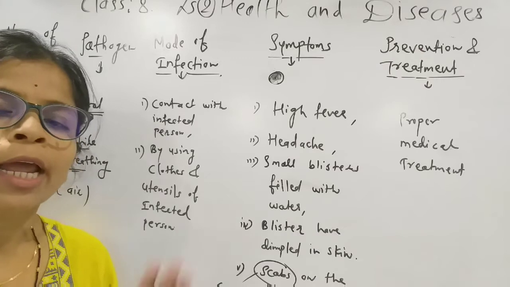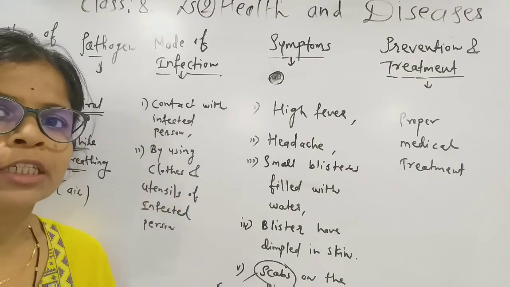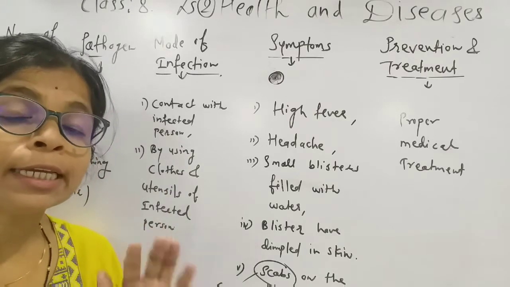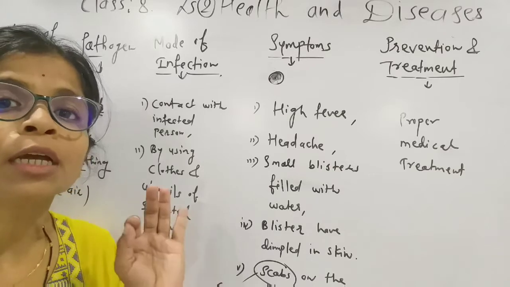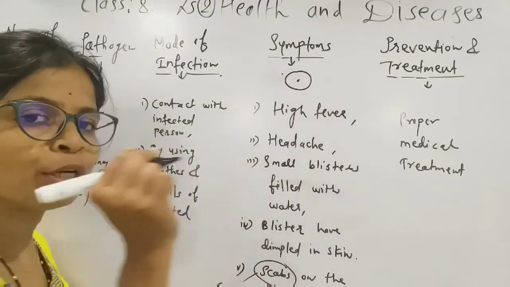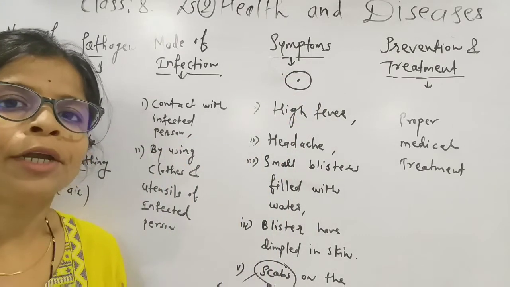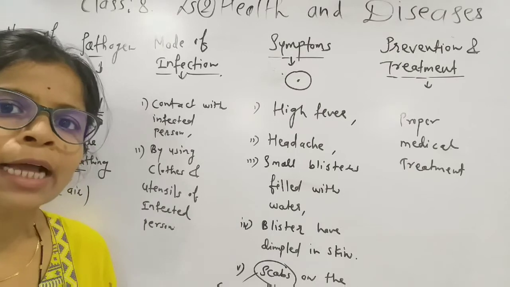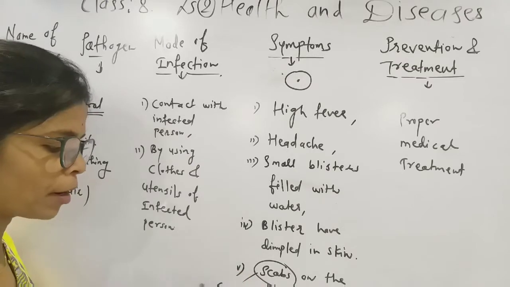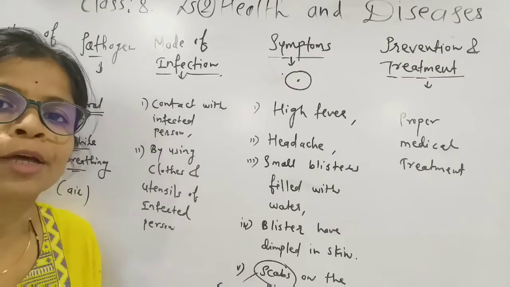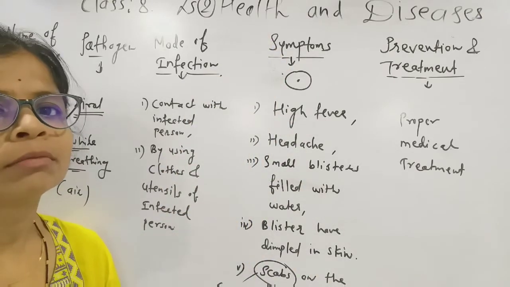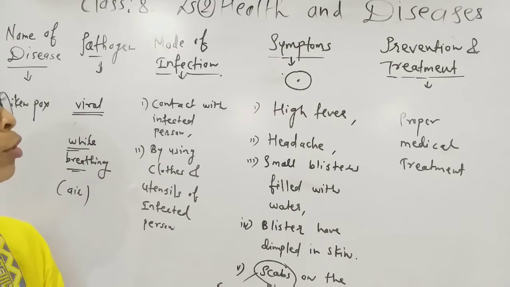The symptoms are headache and severe fever. Then small blisters can be found on the skin. These blisters are filled with water, and they have a dimple in the middle of the blister. After some days it dries and scabs form on it. Scab means a cover forms. So these are the symptoms we can count.